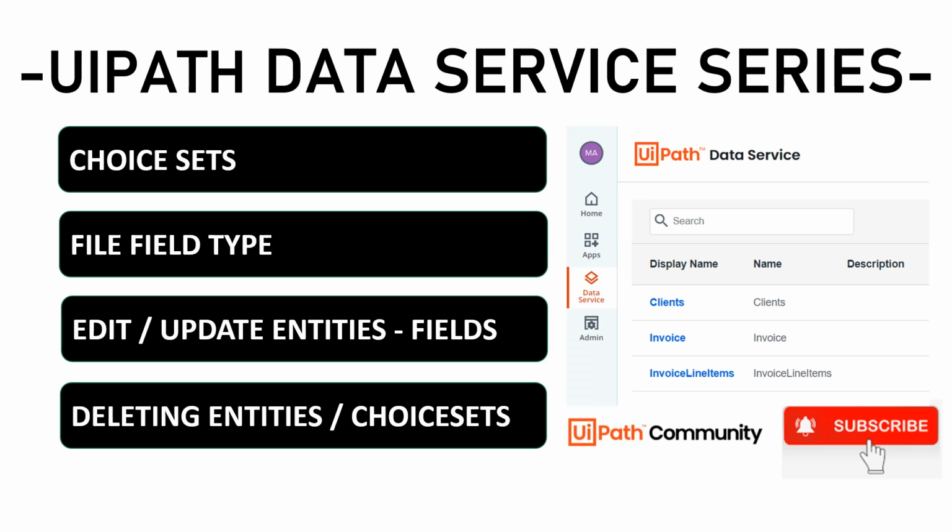Let's see our agenda for today. Today we are going to discuss what a choice set is and what the file field type is in the UiPath Data Service. Post that, we are going to see how we can edit and update the entities and the fields in the UiPath Data Service. After that, we are going to see how we can delete the entities and the choice set in the UiPath Data Service.